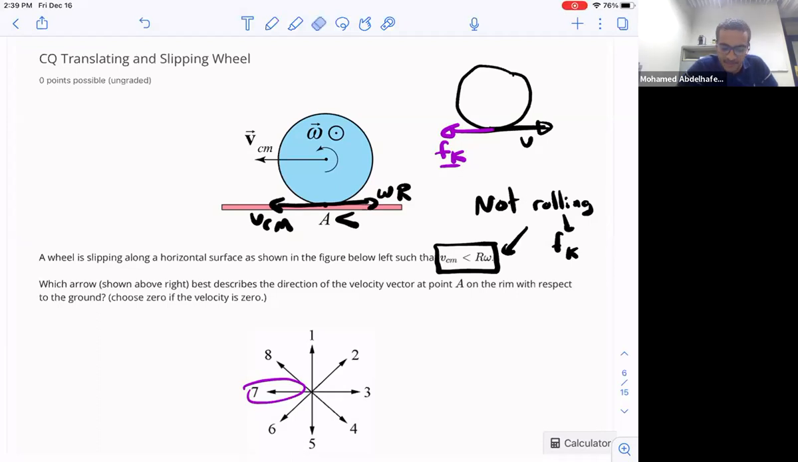Oh, thanks for letting me know. Yeah, this question was asking about the velocity. The velocity is 3. Thanks. Sorry about that. So velocity is 3. Kinetic friction is 7. Thanks. Hope I didn't confuse any of you.